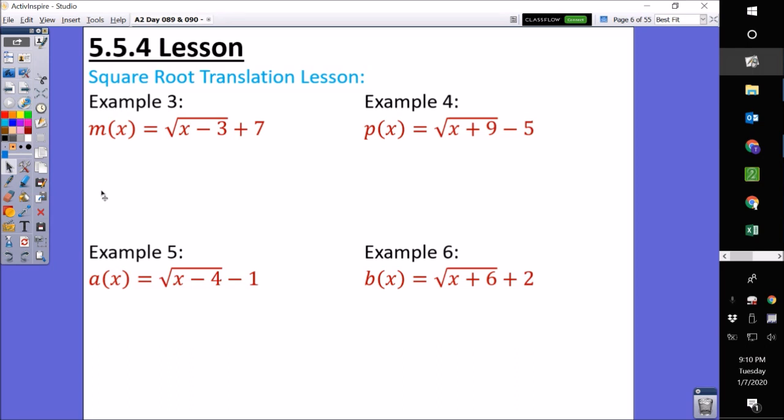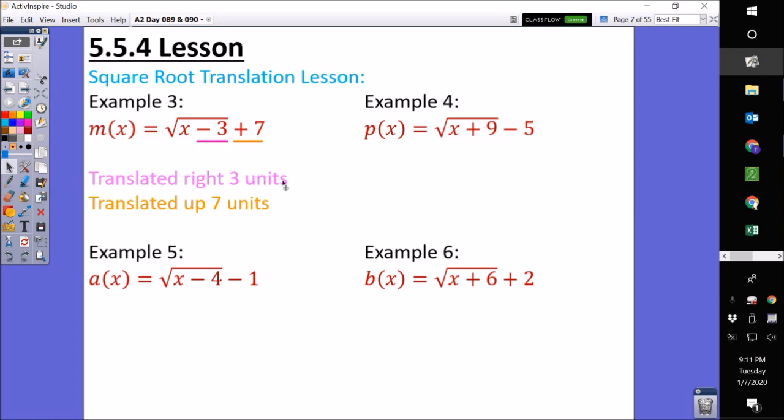So let's take a look at example 3. Example 3 is m of x equals the square root of x minus 3 and then plus 7. So this one is almost identical to example 1. It's just a different form. It's written in square root form. So the minus 3 is the same as example 1, and the plus 7 is the same as example 1. Since they're almost identical, just different form, our answer should be the same. So it should have the same transformation.